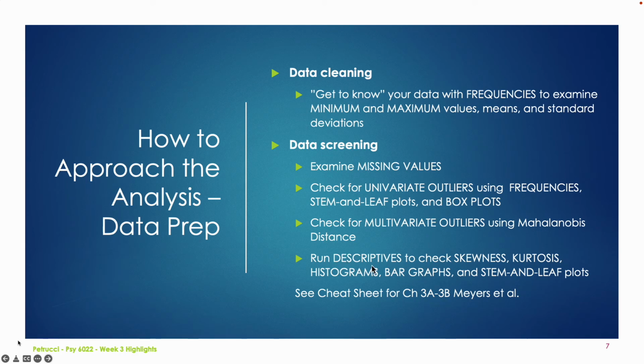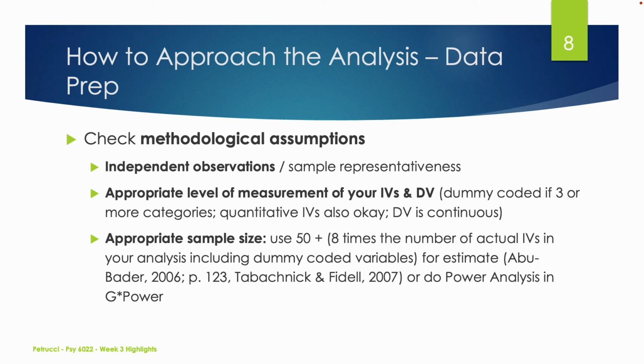We're also going to run descriptives again to get to know our data, and we're going to look at several things listed here to get to know the basic distribution of our data. Are there outliers? What are the scores, etc.? And all of this again is discussed in the cheat sheet for Chapter 3A and 3B in Myers et al. in your course binders. So data cleaning, data screening, and then next we're going to check for assumptions, and we're going to check for 2 types of assumptions.